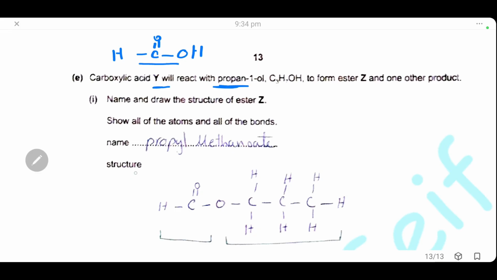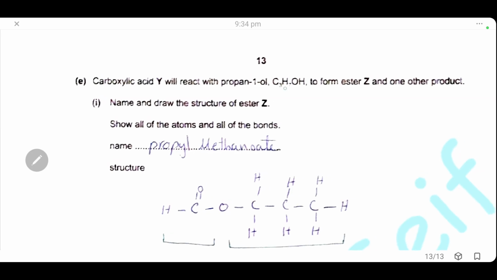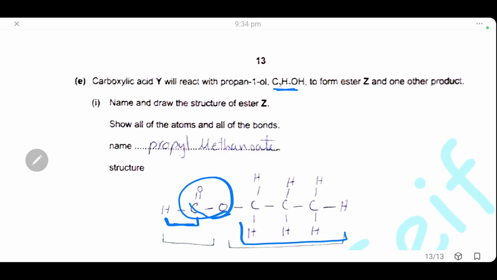And for the structure of propyl methanoate, first we will draw the part that comes from the acid, then we will draw the alcohol part, which has 3 carbons because it's propanol, C3. So this is the alcohol part, 1, 2, 3, the part that comes from the alcohol, and 1 carbon, which is the part that comes from the methanoic acid, and here is the ester linkage.